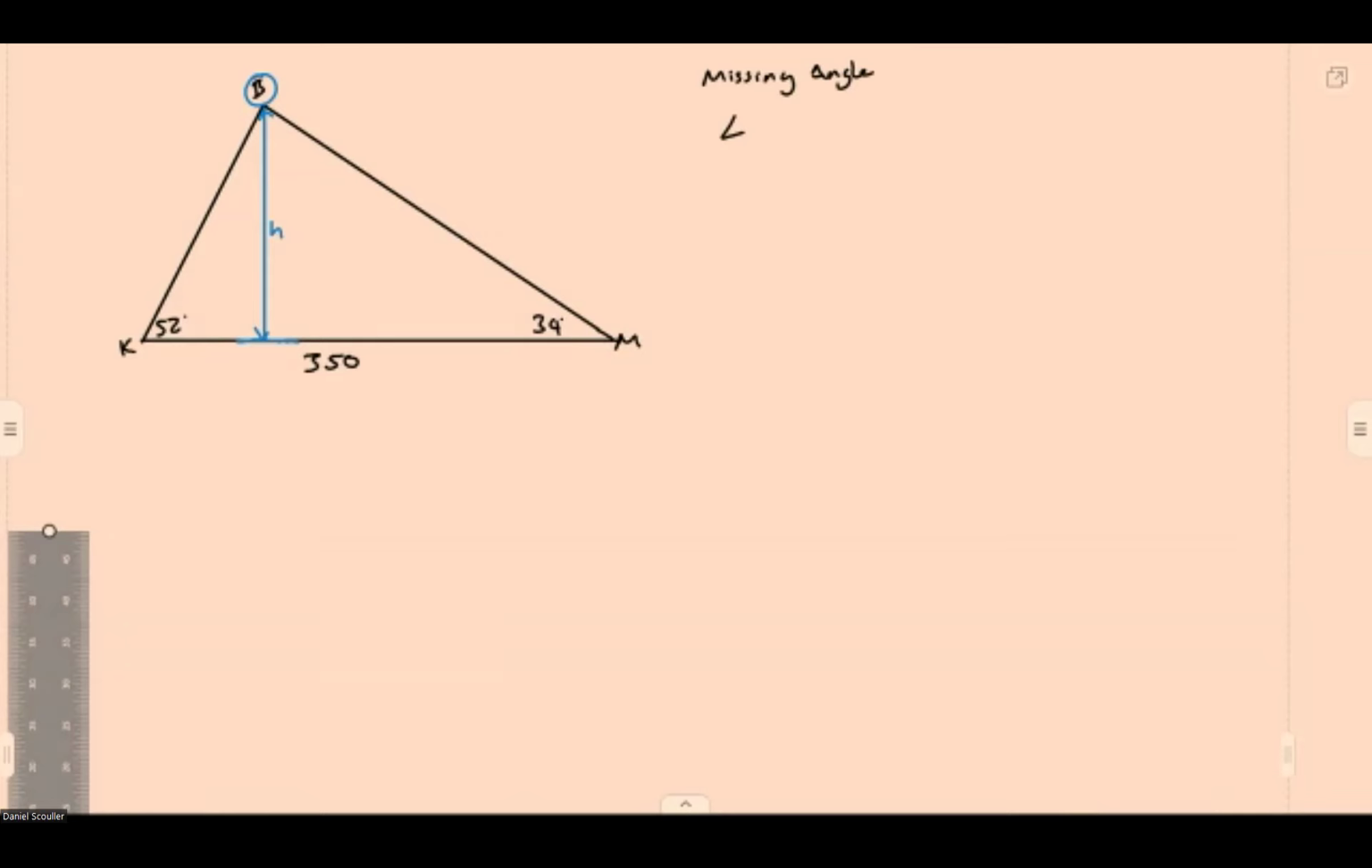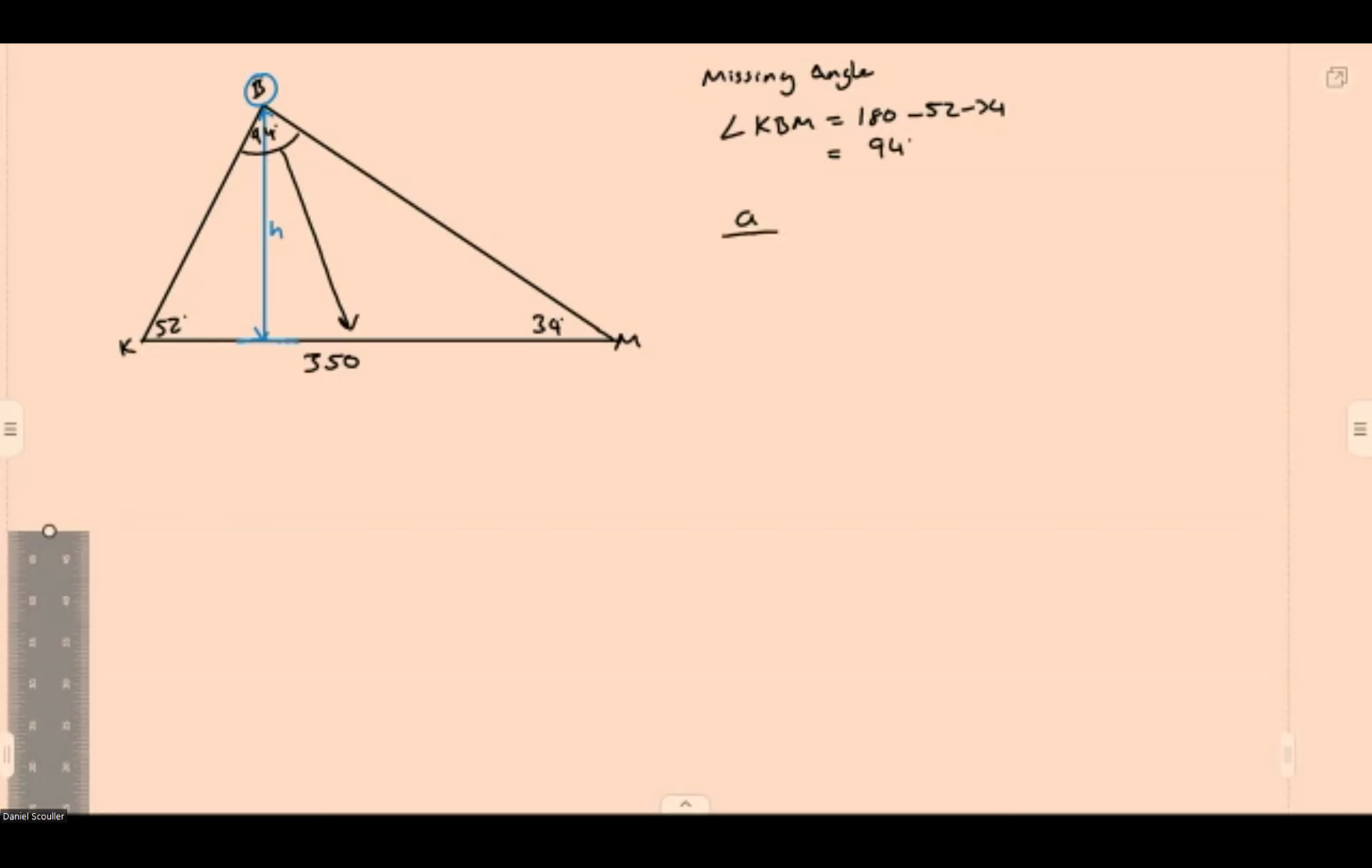The missing angle KBM we find just by doing 180 minus 52 minus 34. That will give you 94 degrees. So a good place to start. Now you've got an angle across from the side. What else could we find out then?